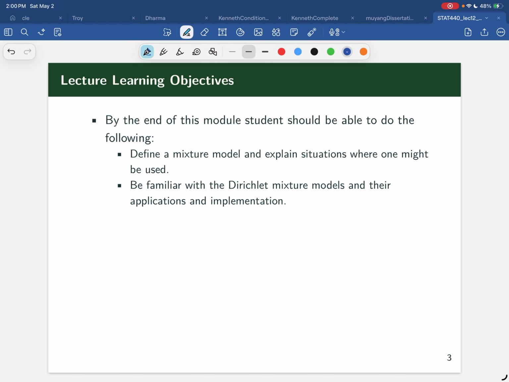So we want to be able to define a mixture model and explain the situations where they might be used. And we want to be familiar with Dirichlet mixture models. So let's learn about those guys.